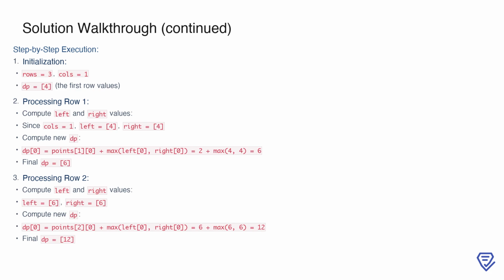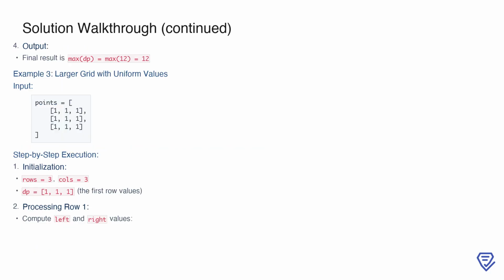Thus, the final dp for this grid is 12. The output for the single column grid is straightforward. The maximum value in the final dp array is 12, which is our result. Now, let's consider a larger grid with uniform values.